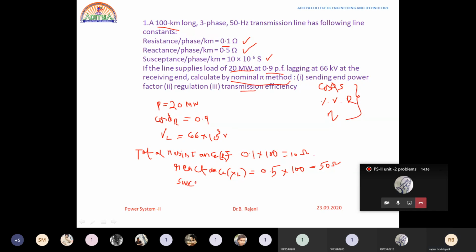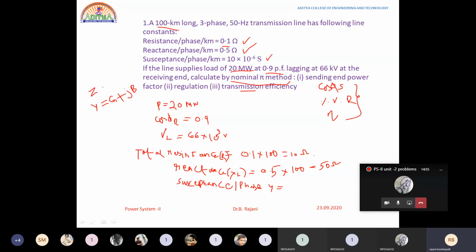Susceptance per phase is equals to, see here, this is the reactive part. Every time, why are we saying it is a susceptance? Any one of you, can you tell? See, in the admittance, Y is equals to G plus jB. J into B is the reactive part which is there in the admittance, and G is the real part.